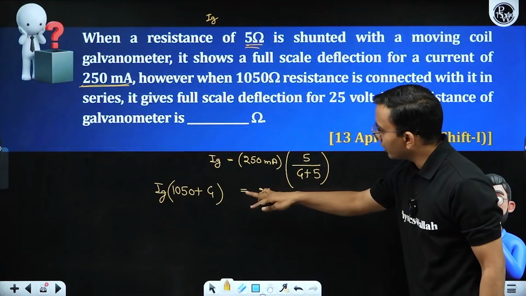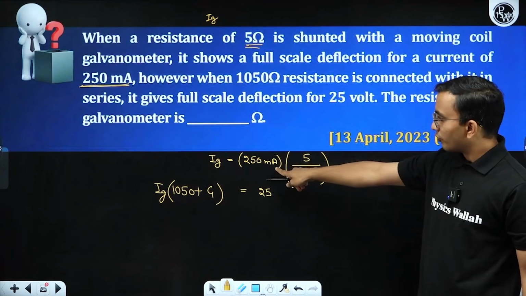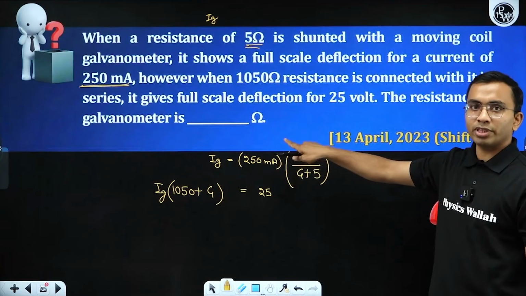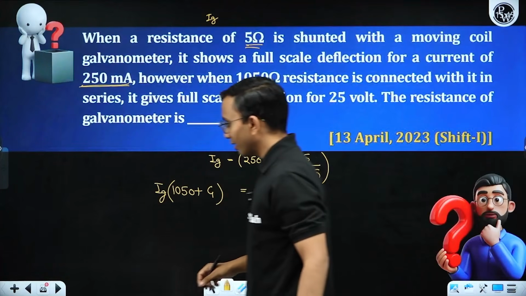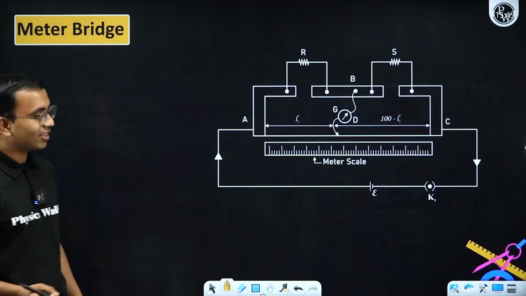What we will do? We will divide these two equations. Ig will get cancelled, only variable will be G. Also we need to convert this milliampere to ampere, so you need to multiply here 10 to the power minus 3 for that. Okay, by solving that very easily you can find G from here. Make sure to comment your answer in the comments. What is G in this case?